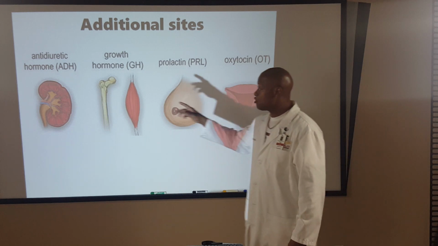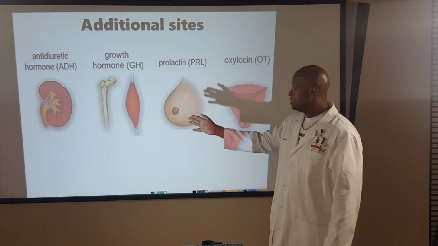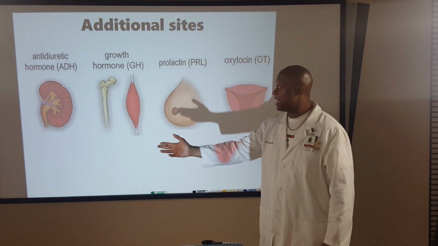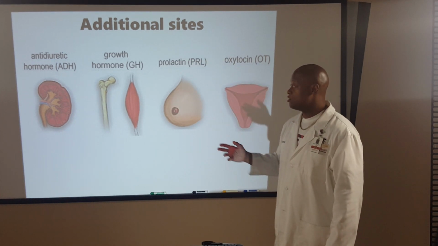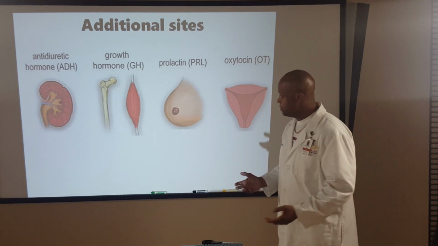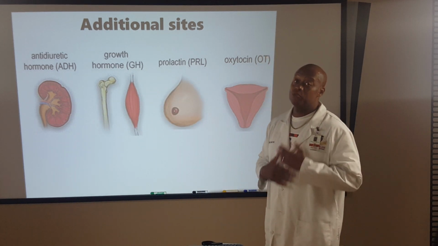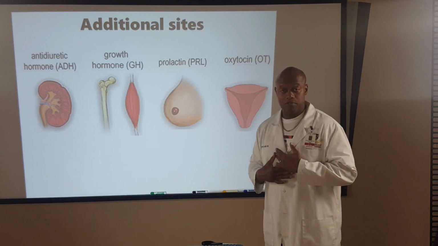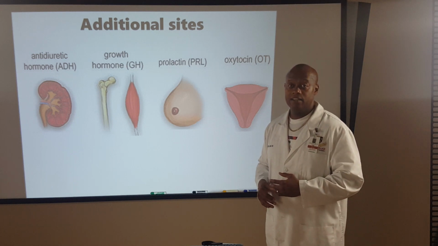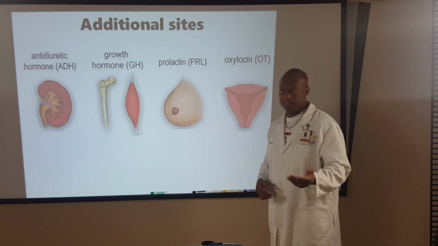Then there's growth hormone, then prolactin, and oxytocin. So we see which parts of the body these hormones impact. Your antidiuretic hormone impacts what? Your kidney, water status. Growth hormone impacts your bones and your muscles. And people who don't have a high enough level of growth hormone tend to suffer from dwarfism, things like that, little people. And prolactin, for lactating mothers, things like that.